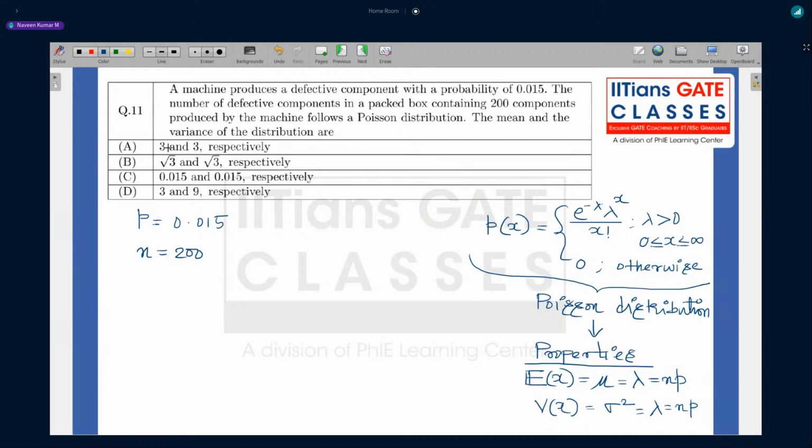That's the reason why you see the first three options are the same: 3, root 3, 0.15, 0.015. Only option D we can discard right away. So why are we writing n into p equal to lambda? This lambda is nothing but the parameter of the Poisson distribution.